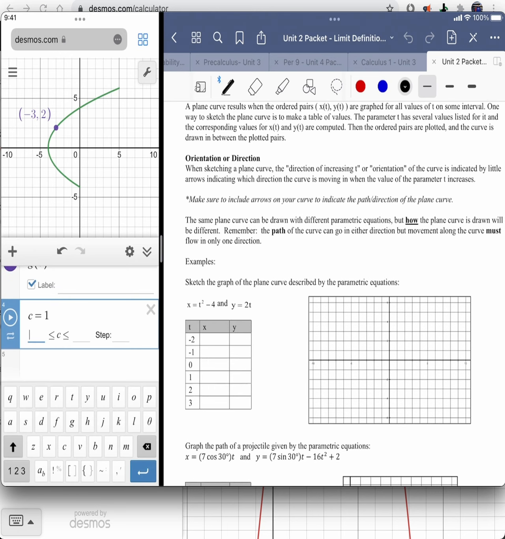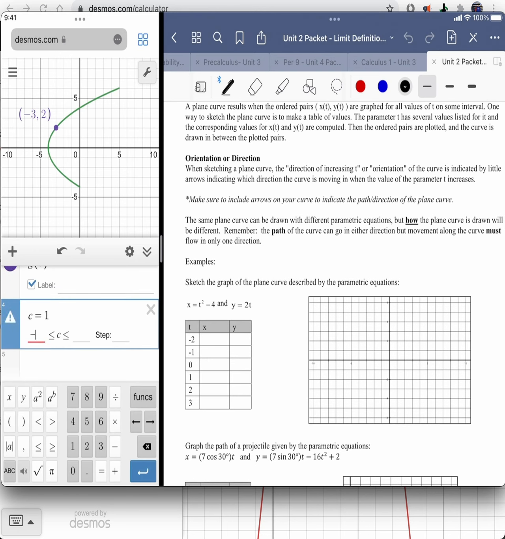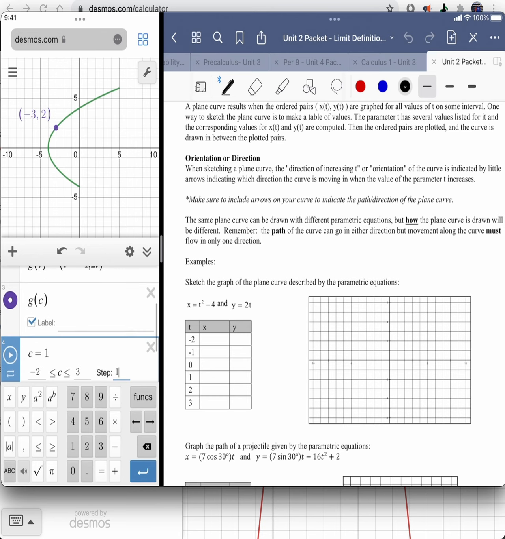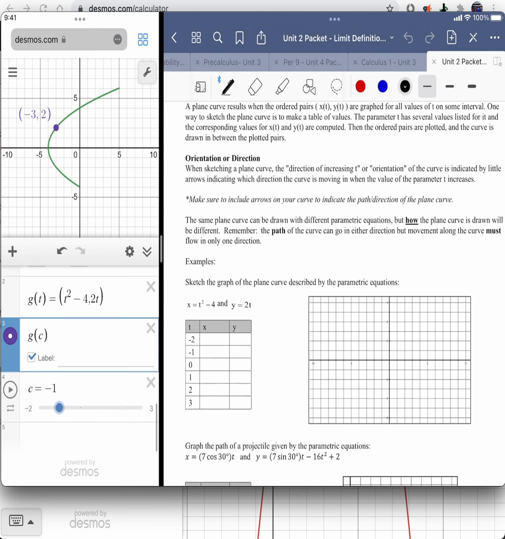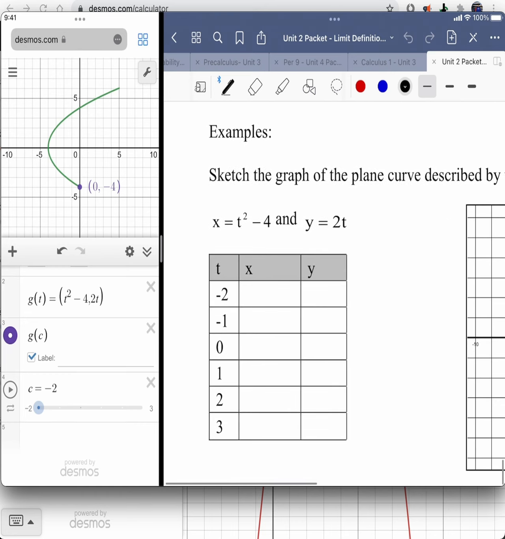So again, I'm only interested in -2 to 3, going by ones. I'm sorry, I got that backwards. -2 to 3, going by ones. So if I slide my slider at -2, I have coordinates 0, -4. So x value 0, y value -4.